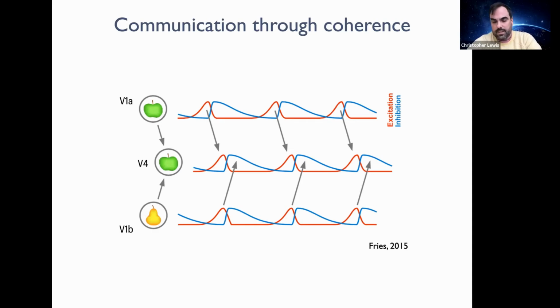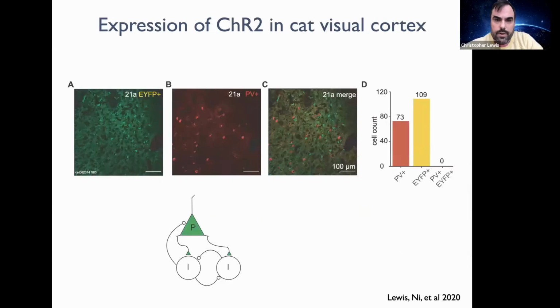And so we wanted to try to test that hypothesis. In order to do that, we expressed Channelrhodopsin in pyramidal cells of the cat visual cortex in area V1 and V4, a homologue of V4, which is area 21A. And we had expression really limited to pyramidal cells. And this gave us control over the excitation in the local network in area V1 or in 21A.